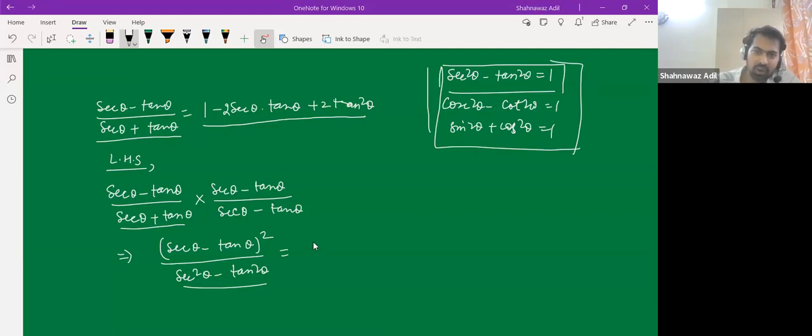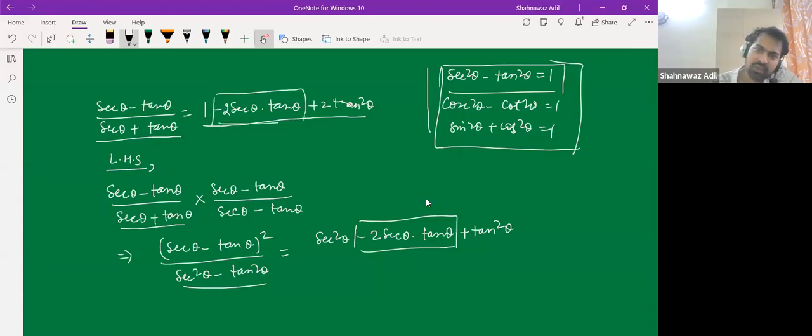Now, what is this whole square? Sec square theta minus 2 sec theta tan theta plus tan square theta. Okay, so we have this term. One thing we can do is simplify this term.